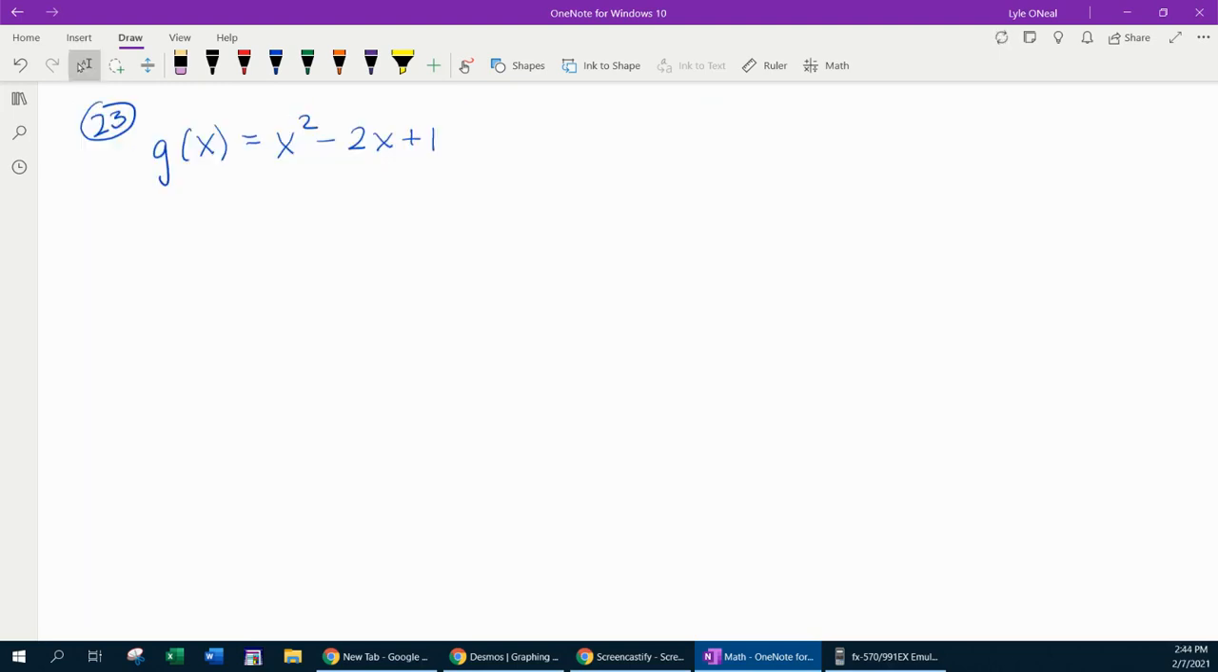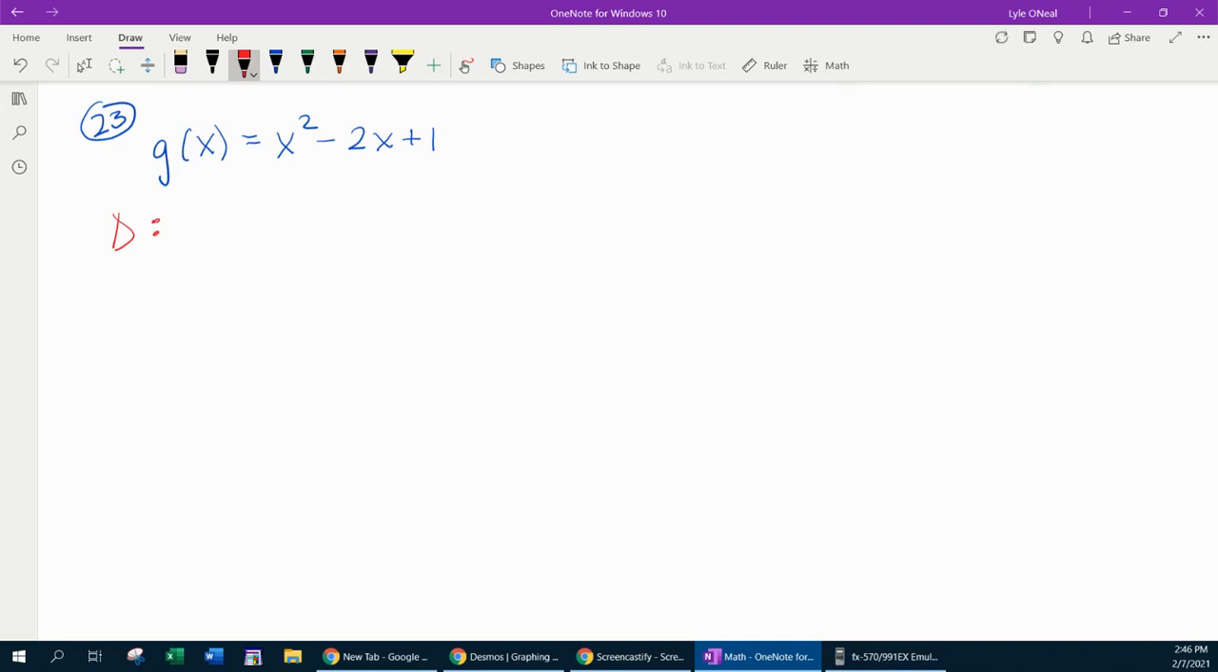Moving right along, number 23, all they ask for is the domain. So what do you need to know? You need to know that a polynomial function has a domain of all real numbers. Since this is a polynomial, specifically a quadratic, the domain is all real numbers.